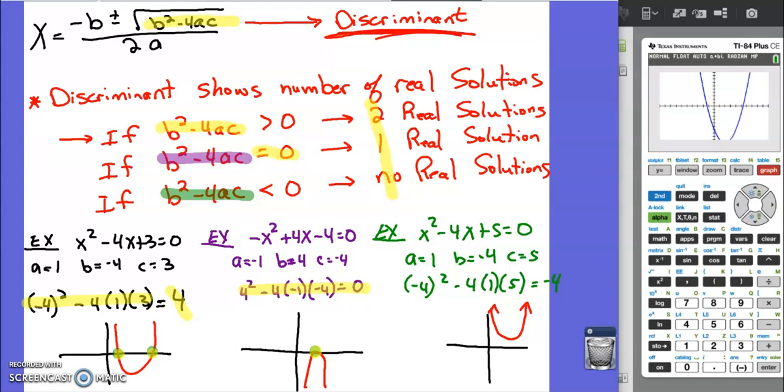And then finally, the green problem, I did the discriminant right here. I came up with a negative result, which means there are no real solutions. And again, if you look at the graph, notice the graph is above the x line. It does not cross the x line at all. So there are no roots, no real solutions on that problem.